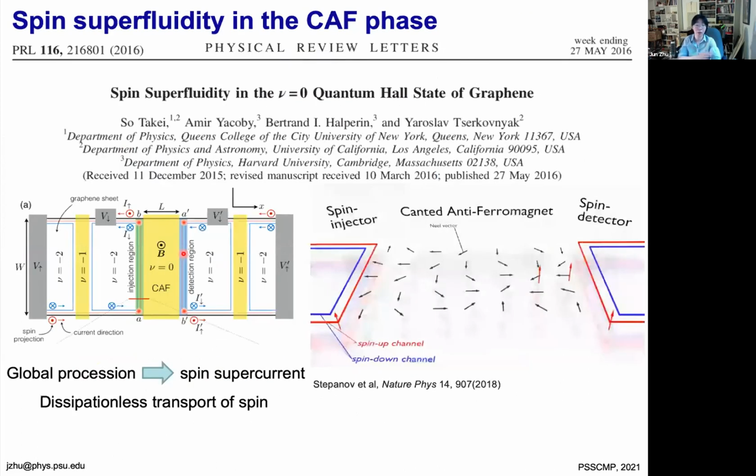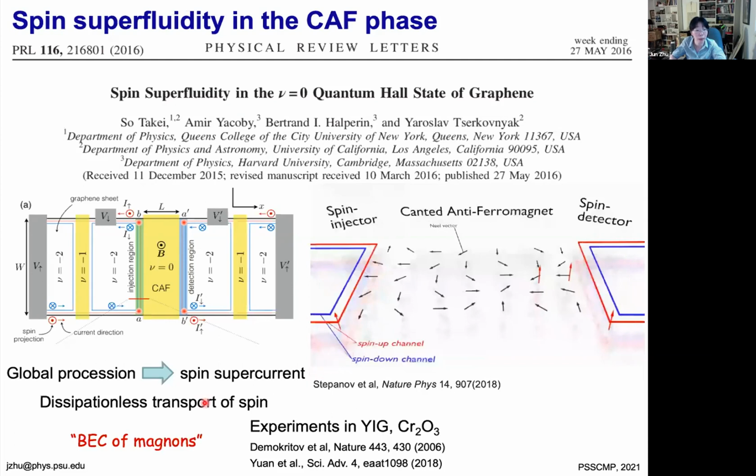Okay. So one more word on the canted antiferromagnetic phase before we look at our experiment. I mentioned that this supports a gapless, linearly dispersed mode. In fact, Takei et al. had predicted that it supports spin superfluidity.